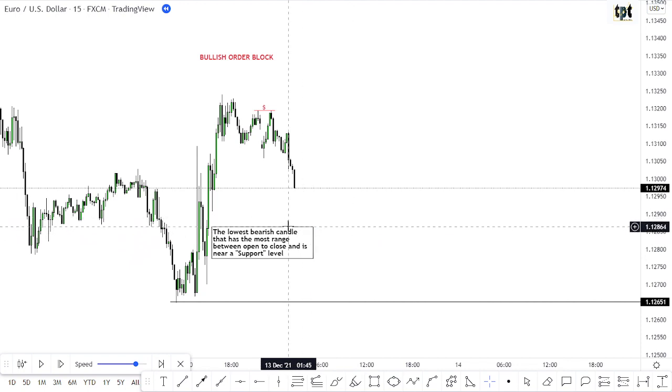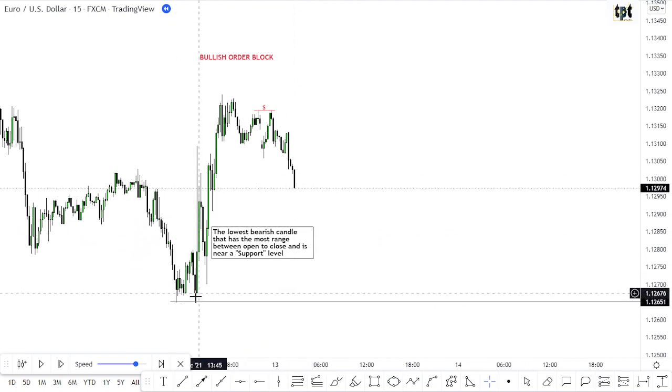Now look at this example. This line that I've delineated at this particular level is our support level, and let us see how the market will be trading near a support level. Let me use the replay button.